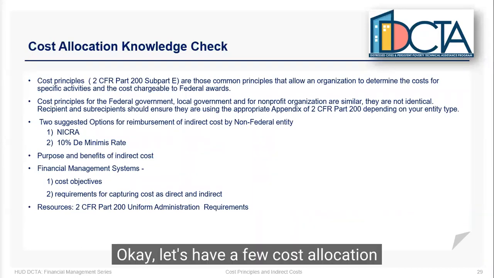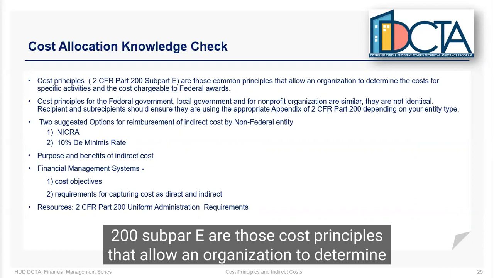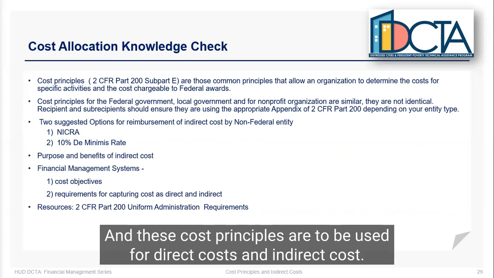Okay, let's have a few cost allocation knowledge checks. The first one is the cost principles per 2 CFR Part 200 Subpart E. These are the cost principles that allow an organization to determine the cost for a specific activity and the cost chargeable to a federal award. And these cost principles are to be used for direct costs and indirect costs.